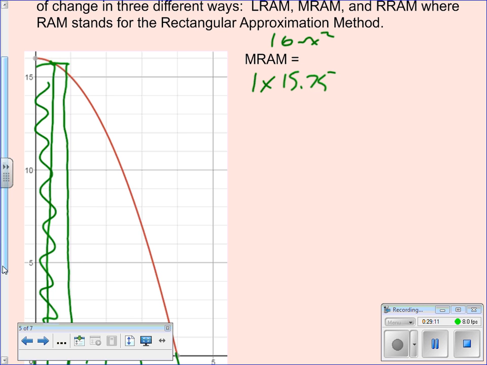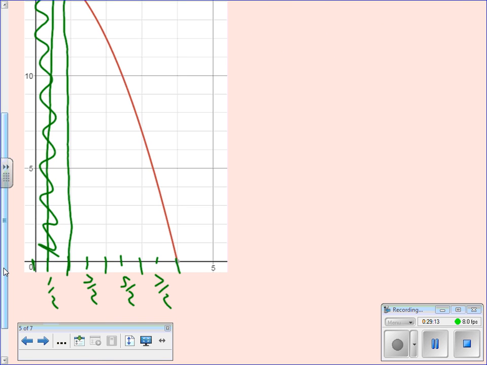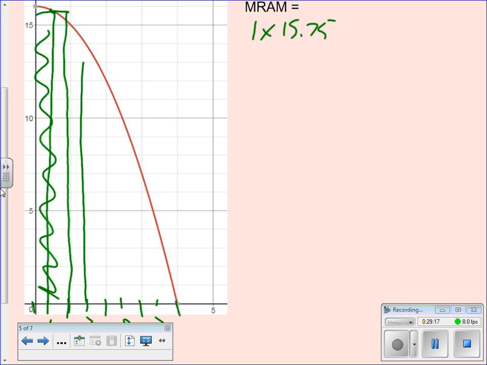You do the same thing on the next one. You go up the middle until you hit, and that determines the height of my next rectangle. Go up the middle until you hit, that determines the height of my next one. Okay, MRAM, you're doing it in the middle. Please finish the problem.